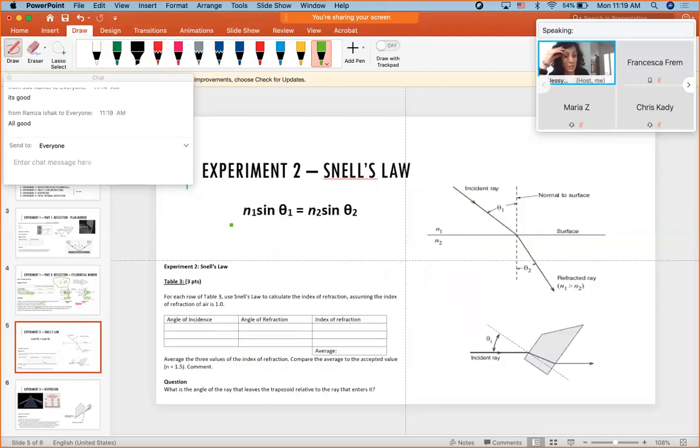Experiment 2 is Snell's law. You are given a surface of separation between glass and air. This is the surface I'm talking about. Okay, this is the surface of separation between air and glass. This is called an incident ray. This is a refracted ray. This is the angle of incidence. This is the angle of refraction. N1 for air is basically 1. N2 for glass, I think, is unknown.